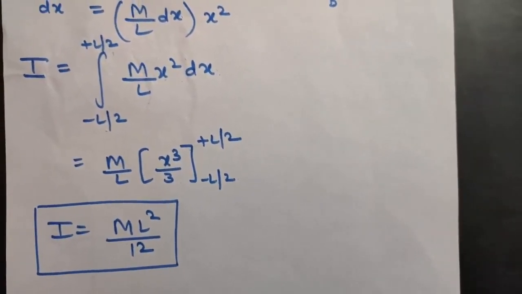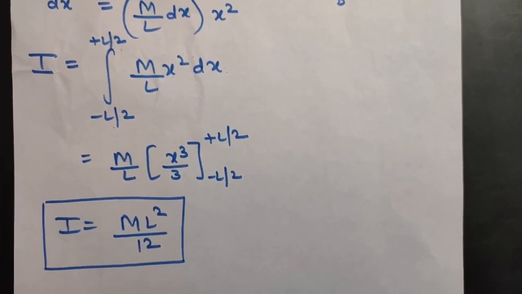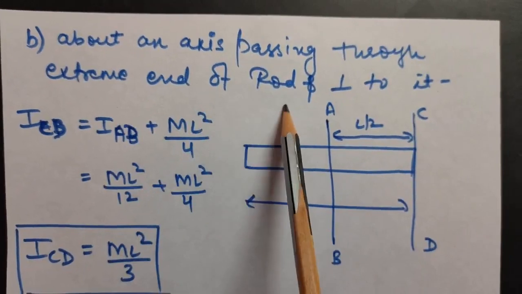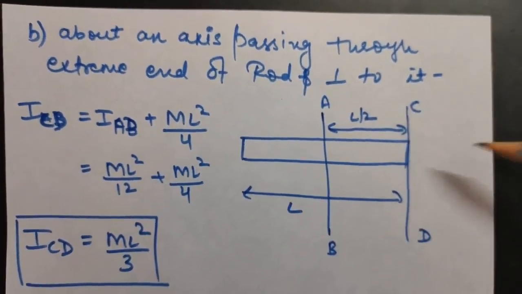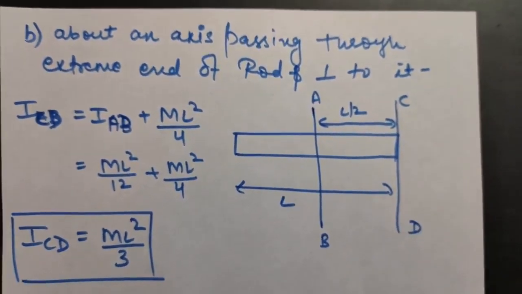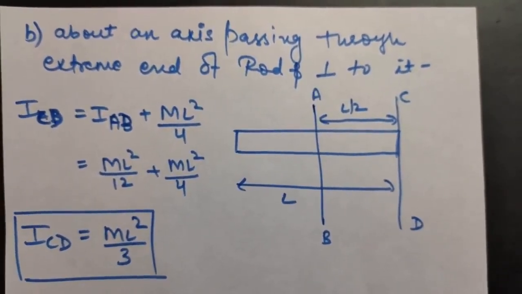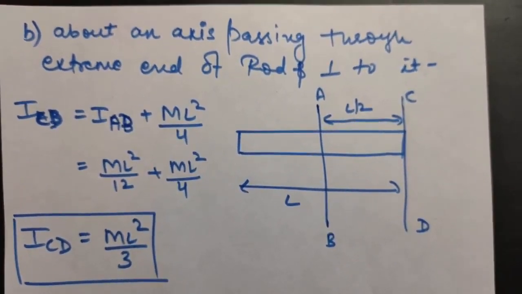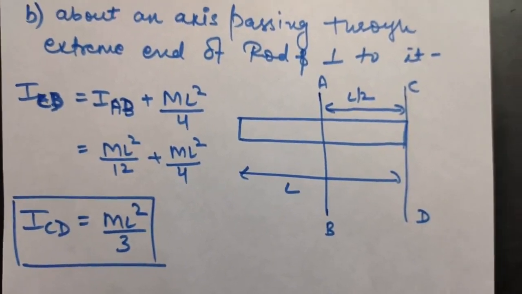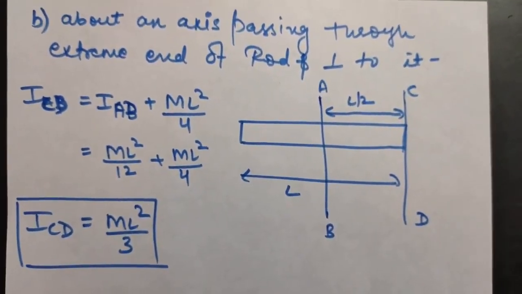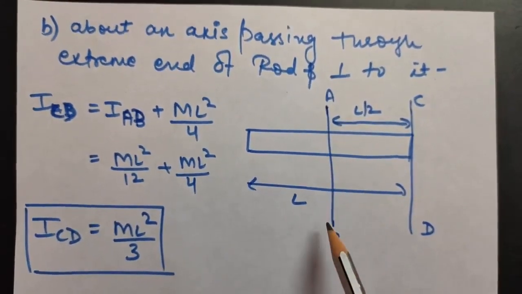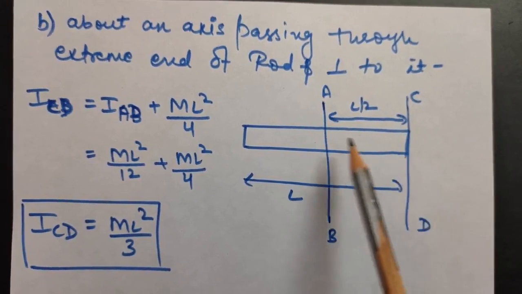Now let us take one more case for the rod. That is the moment of inertia about an axis passing through the extreme end of the rod and perpendicular to it. That is, now we want to calculate the moment of inertia about this axis CD, which is again perpendicular to the rod and is passing through the extreme end. Okay, so now tell yourself which theorem you can use here, either the parallel axis theorem or the perpendicular axis theorem. As you know, we know about the moment of inertia about this axis, we have just calculated it in the first part, and we know the distance between them also.